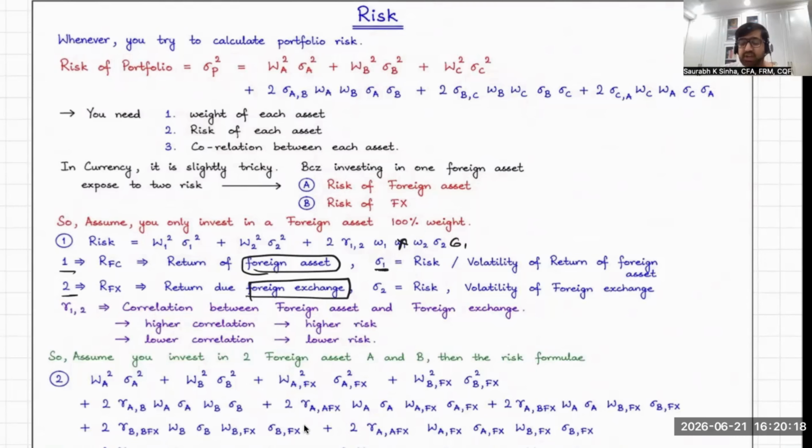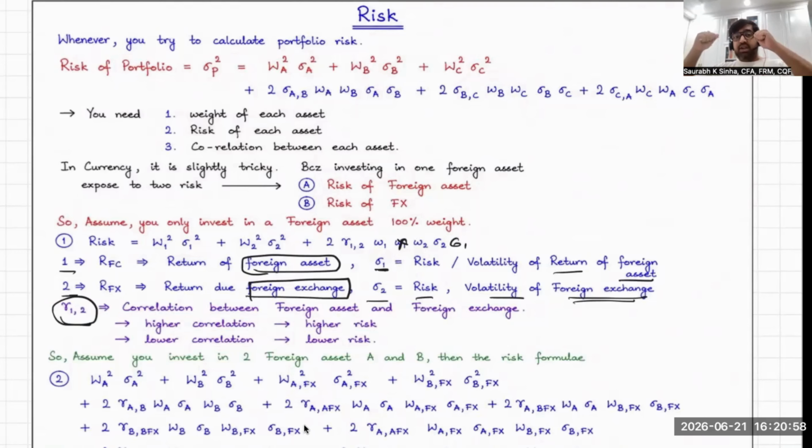And sigma 1 represents the volatility in the return of the foreign asset, the volatility of Facebook return, the volatility of Microsoft return. If you are in India and investing in a USD asset, sigma 2 is the risk or the volatility of the foreign exchange, USD versus INR. If you're in India and investing in a USD asset, you are interested in the volatility of USD and INR, but you're also interested in the correlation between the foreign asset and the FX rate.